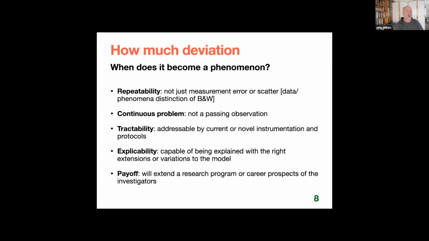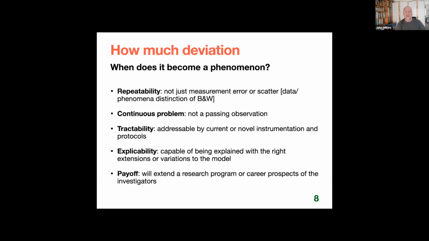So this is what I'm proposing. Something becomes a phenomenon when it's repeatable. It's not just measurement error. This is something that mathematicians and statisticians give us. It's a continuous problem. It's not just something that's noticed once, recorded, and then moved on from. Apoptosis is in development. This is the program cell death. It was rediscovered 7 times from 1842 to 1972, and only in 1972 did it become an anomaly. It's got to be tractable, and this is why it became an anomaly in 1972.